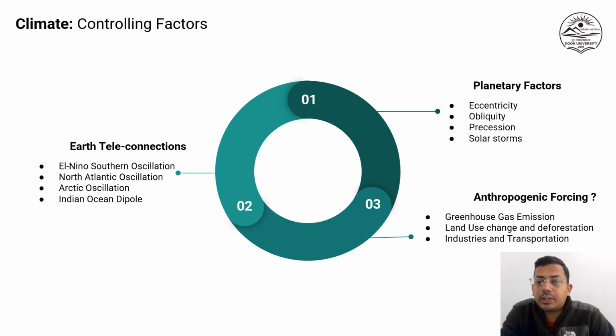Other factors are planetary factors like eccentricity, obliquity, precession, and solar storms. The first three are part of the Milankovitch cycle, which explains the variation of climate or variation of seasons on Earth. Eccentricity is the change in the orbital path of Earth. Obliquity is the change in the tilt of Earth with respect to the axis of rotation. And then precession, it's like wobbling.